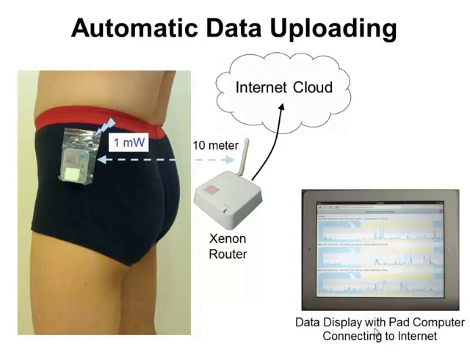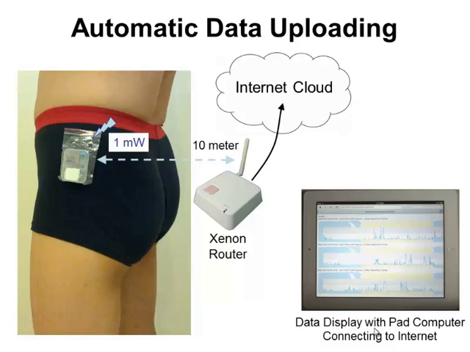Okay, this is how we use the device. Usually, this device is worn at the waist position, and this position has been proved to detect very accurately the energy expenditure of the human body. The wireless RF range is around 10 meters. Since this is a very low power RF, the range is relatively short.